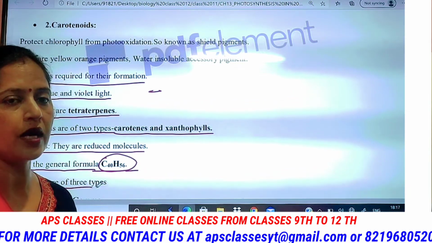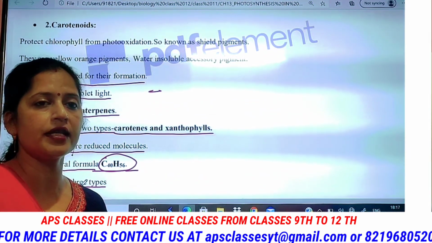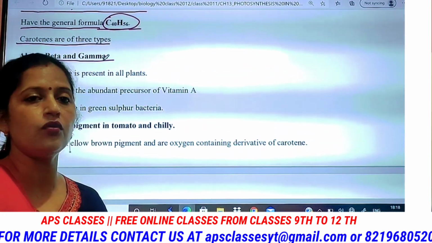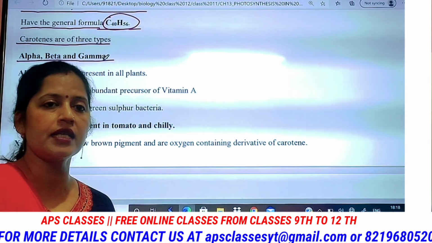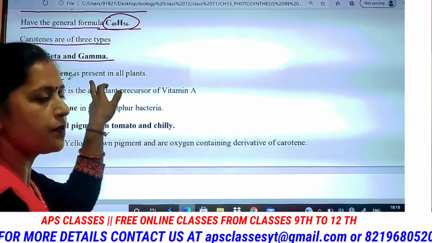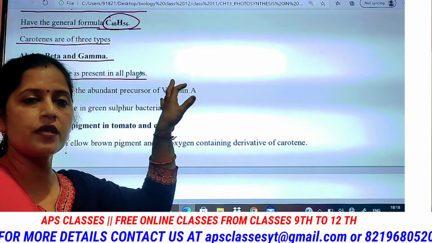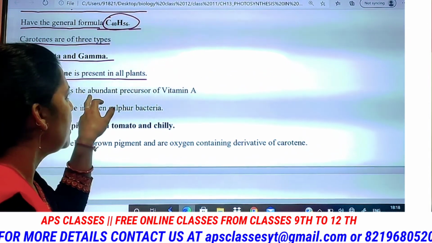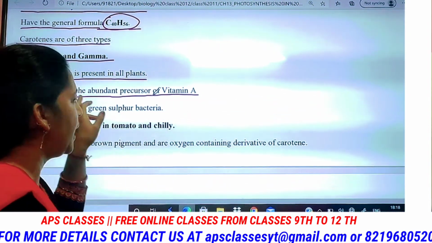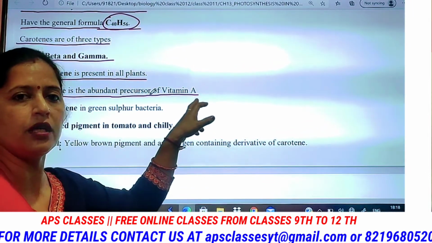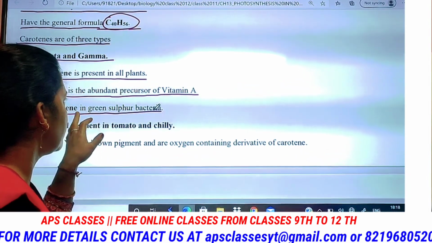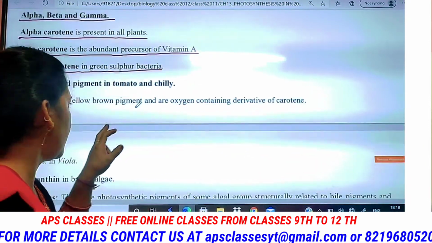Carotenes are of three further types: alpha, beta and gamma. First we will take alpha carotene. Alpha carotene is present in all the plants, whereas beta carotene is the most abundant precursor of vitamin A. Gamma carotene is most abundant in green sulfur bacteria.